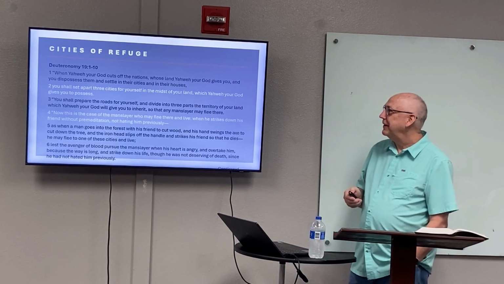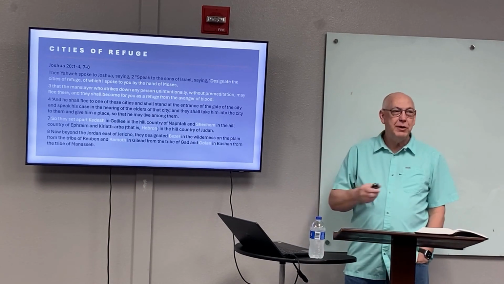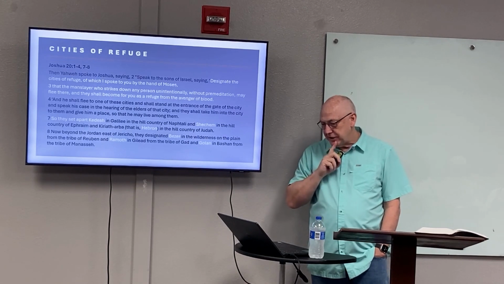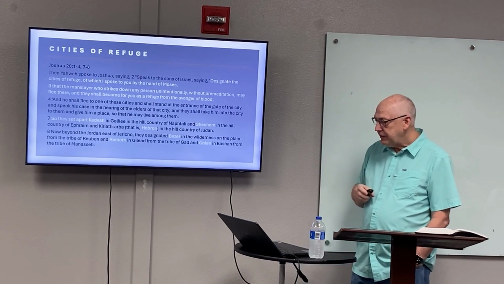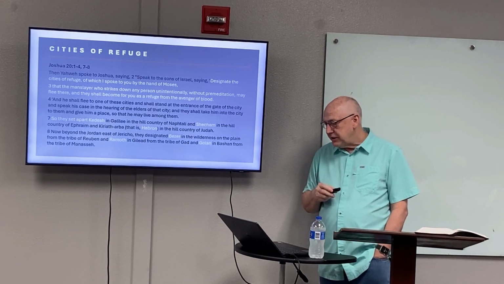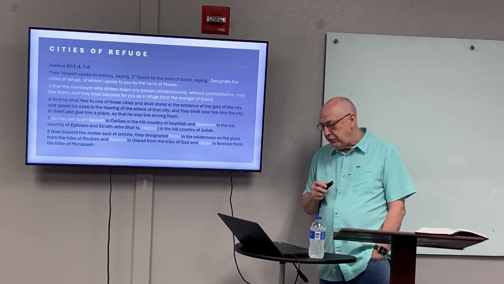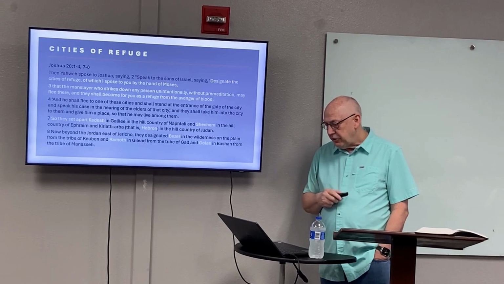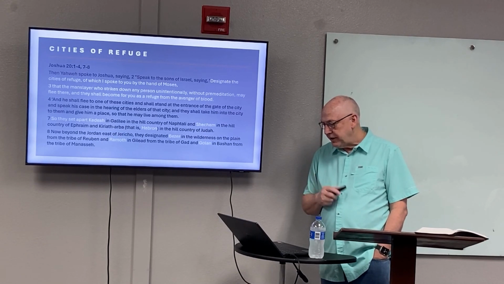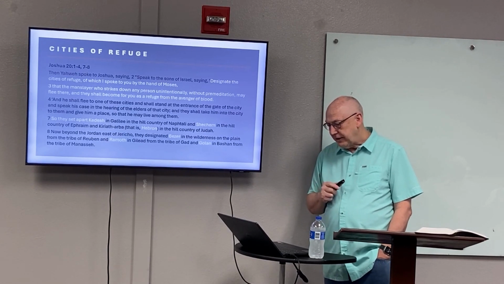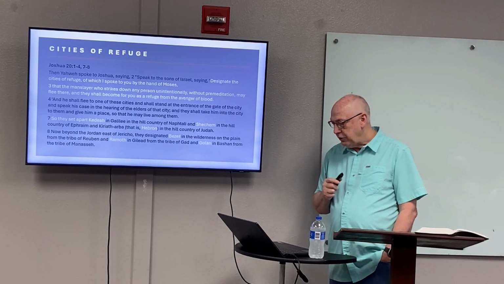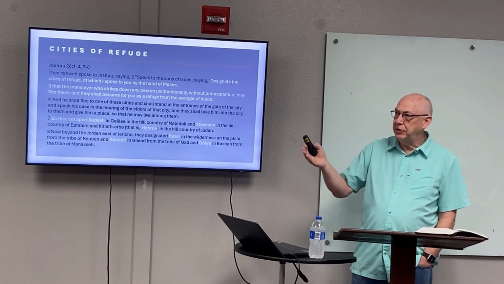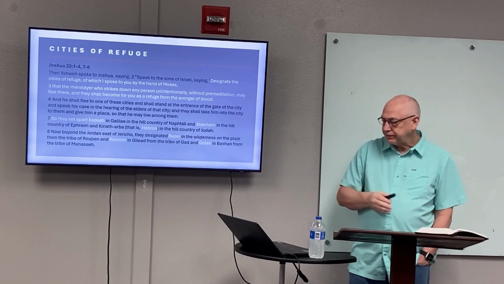Right. Okay, so now we're gonna skip forward to Joshua. So this is after they've entered the land. So then Yahweh spoke to Joshua, said, "Speak to the sons of Israel, saying, designate the cities of refuge, of which I spoke to you by the hand of Moses, that the manslayer who strikes down any person unintentionally without premeditation may flee there and shall become for you a refuge from the avenger of blood." So again, this is protection from the avenger.